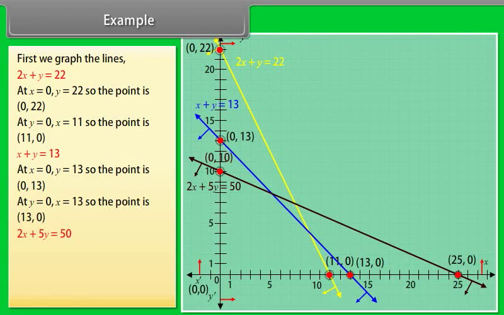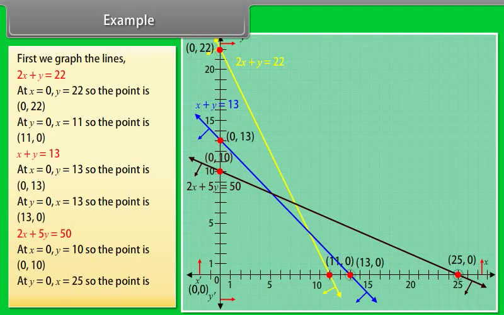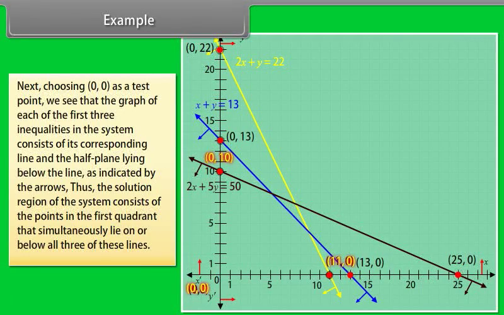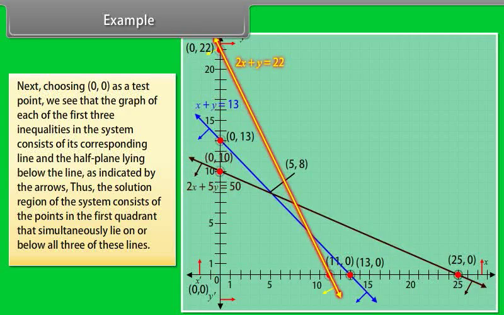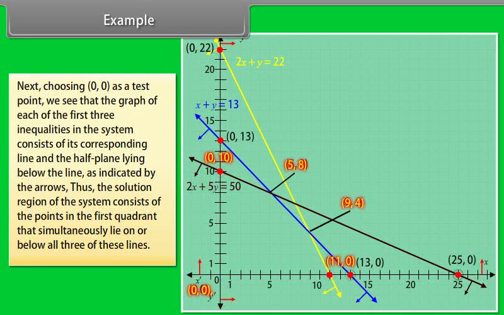2x plus 5y is equal to 50. At x is equal to 0, y is equal to 10. So, the point is (0, 10). At y is equal to 0, x is equal to 25. So, the point is (25, 0). Next, choosing (0, 0) as a test point, we see that the graph of each of the first three inequalities in this system consists of its corresponding line and the half-plane below the line, as indicated by the arrows. Thus, the solution region of the system consists of the points in the first quadrant that simultaneously lie on or below all three of these lines.